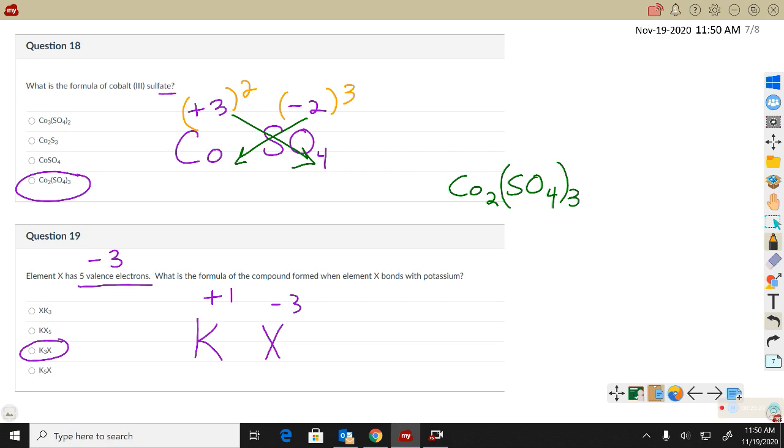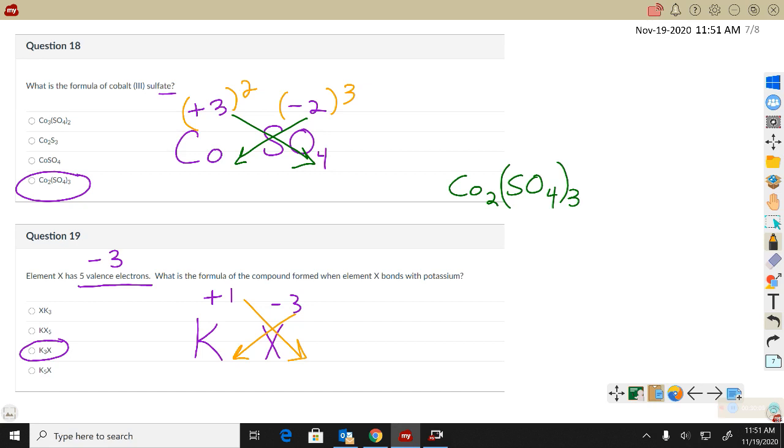And then finally 19 and 20, these are, again, what you'll probably see on the test. Element X has 5 valence electrons. So if I think about 5 valence electrons, that puts it in the nitrogen family. Well, if there's already 5, I'm likely to gain 3 to get a full shell of 8, to get my octet. If I gain 3, that means X has a charge of -3. Potassium is +1. And so either way I do this, if I'm a crisscrosser, I'm going to crisscross the 1 and the 3, and I'll have K3X.